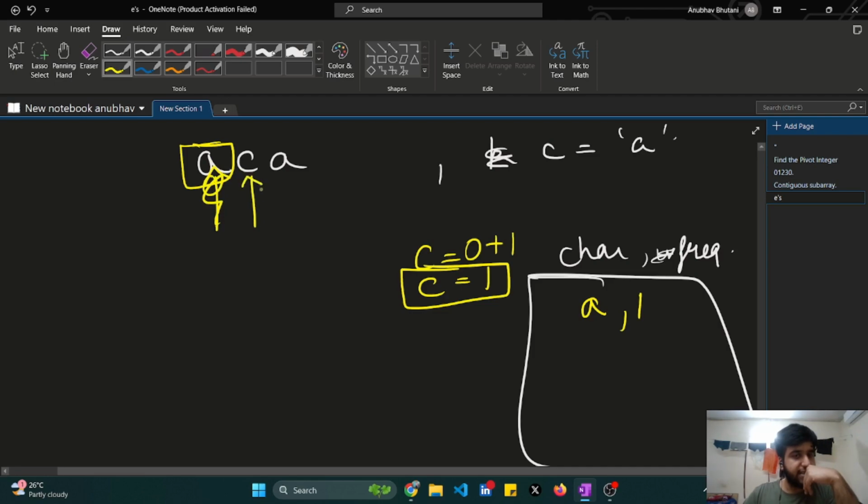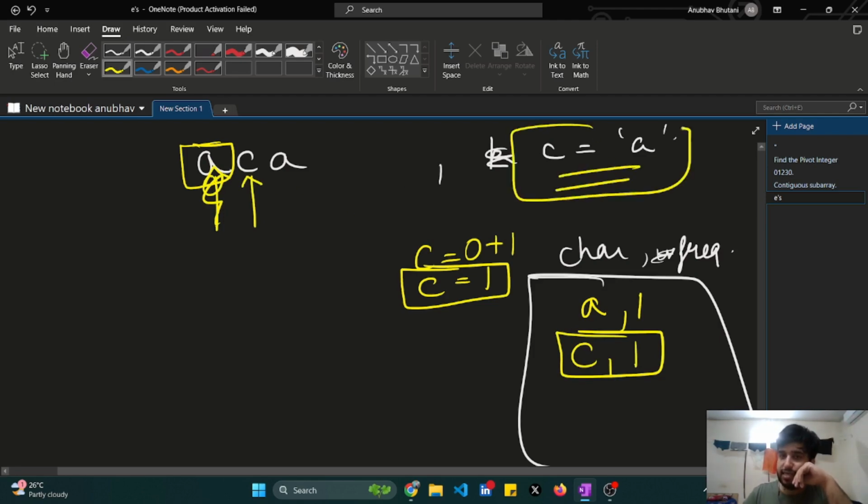Okay, I come at C, I'll just increase its frequency. But this character is not equal to my C, so I'll not increase my count. I'll increase my count only if the character is equal to the C that is given.